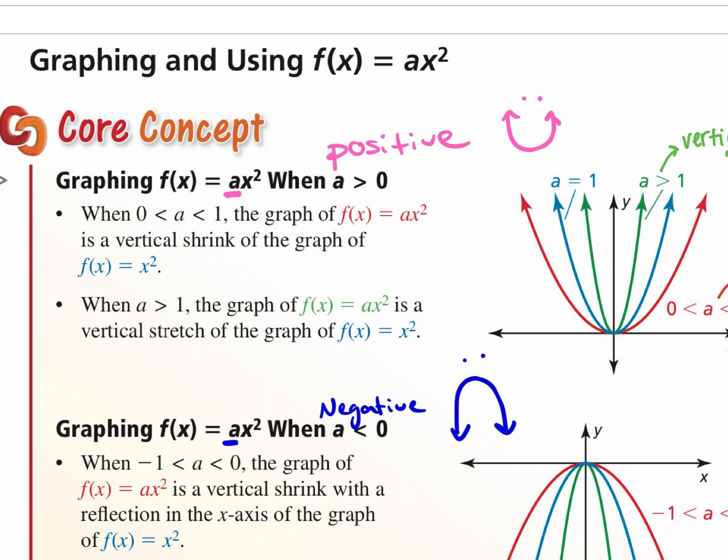So it's a couple important things to keep in mind when we graph. Automatically, just by looking at the question, the first thing you're going to be able to tell is whether your graph's going to open up or open down. Is it going to be a smiley face or a sad face?